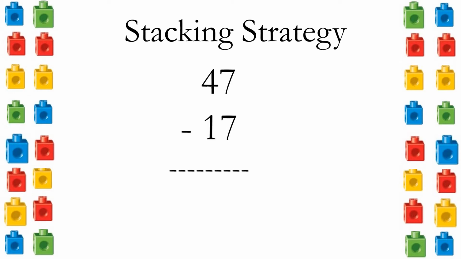So if we have something like 47 minus 17, the first thing we have to do is make sure that the ones are over the ones and the tens are over the tens. Once everything's stacked up correctly, we ask if we need to regroup. We don't need to regroup 7 minus 7, because we can make 0 just with what we have. And then we slide over to the tens. 4 minus 1 is 3, and there we go. 47 minus 17 is 30.